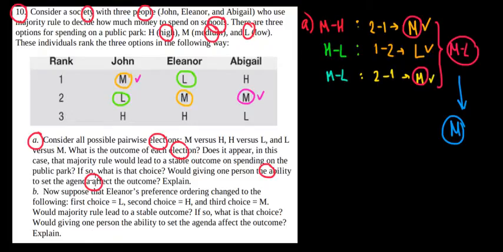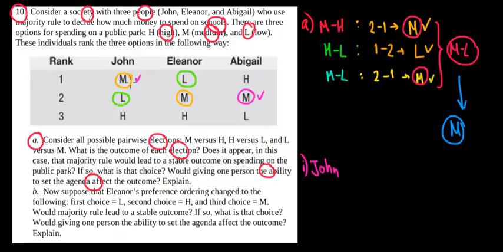Let's finish off part A in this video. Let's see what happens when someone can set the agenda. So we have 3 people. Let's compare 3 cases of setting the agenda. So for instance, in the first case, John would set the agenda. If John would set the agenda, what does that mean? He has the power to say which choices are going to be compared.